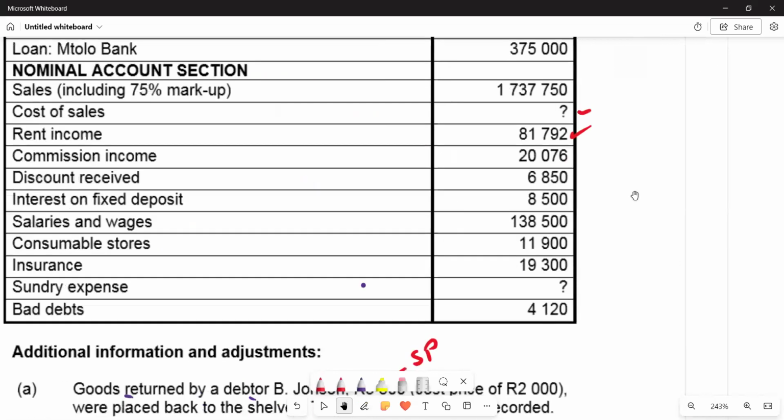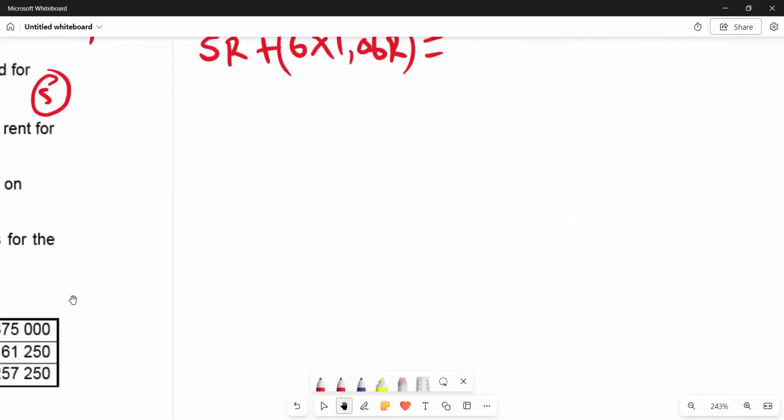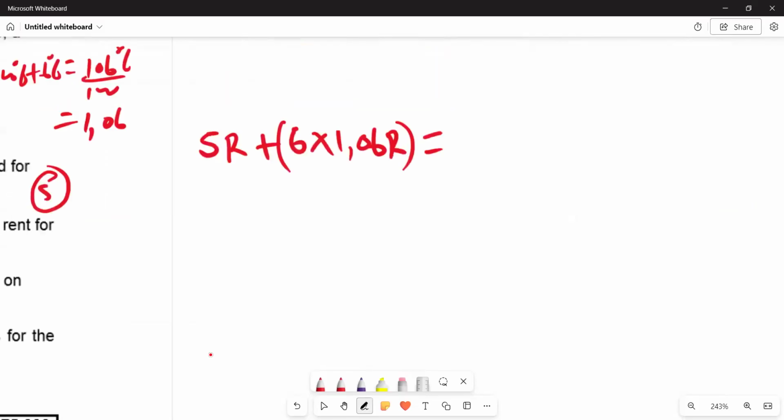We can come here, rent income, we're given this as 81,792. So we are saying 81,792. We can then solve this equation and find R. When you find R, it will be the rent before it was increased. Then we can multiply the answer by 1.06 to represent after the increase.